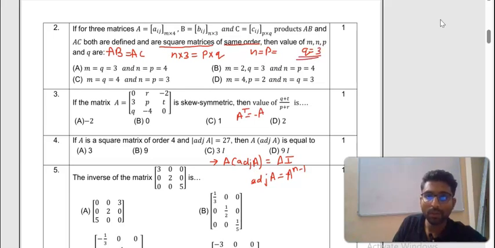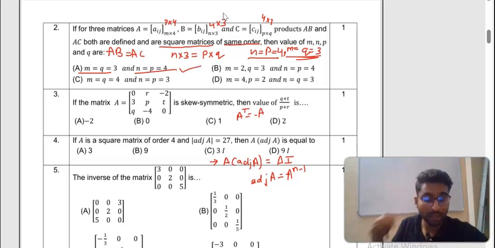So Q equals 3 has been found, and N equals P, which will be 4. Here N is 4 cross 3, and Q equals 3 and P equals 4, and M cross 3 is 3 cross 4, so M equals 3. Okay, so after comparison we see NP equals 4, MQ equals 3, and P equals 4. It's our correct answer.